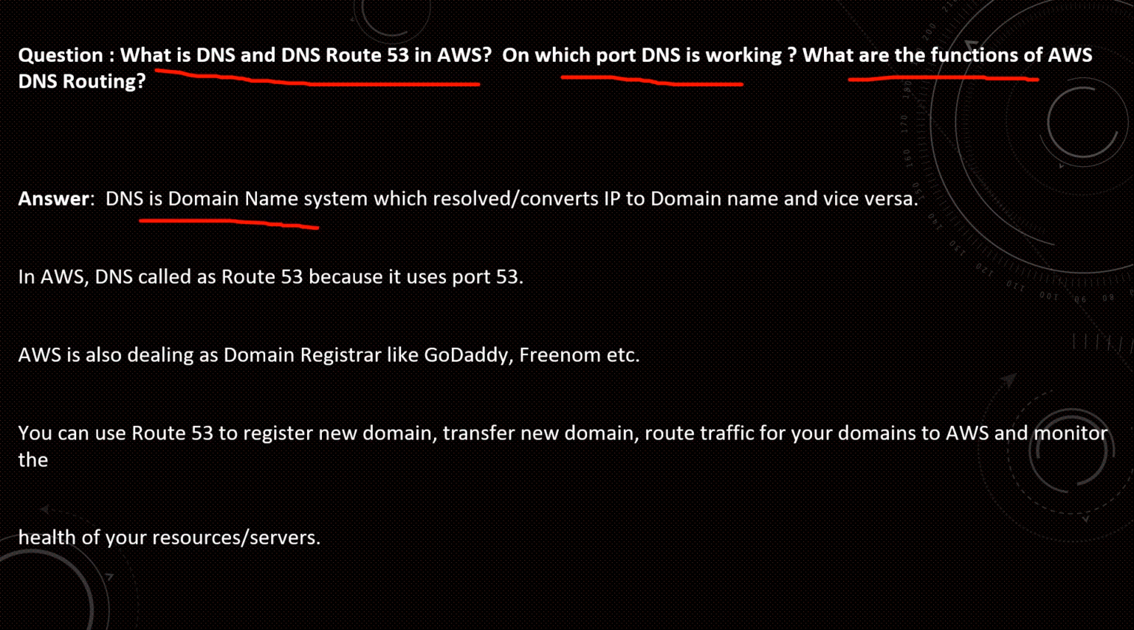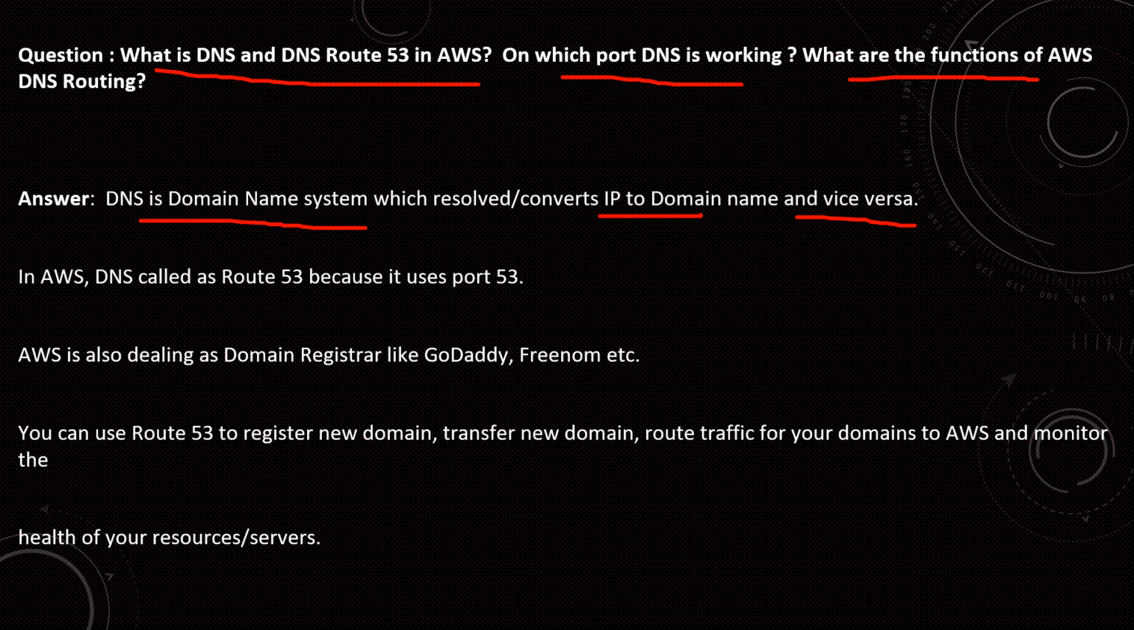So DNS is a Domain Name System which resolves IP to domain and vice versa, right? For example, we have a URL, right? So we are just entering the URL in a browser, and in the back end, DNS converts this URL to IP, because computers understand only the IP, right? However, we are human, so we are not able to remember all the IPs. That's why we just remember this website by the name, right?